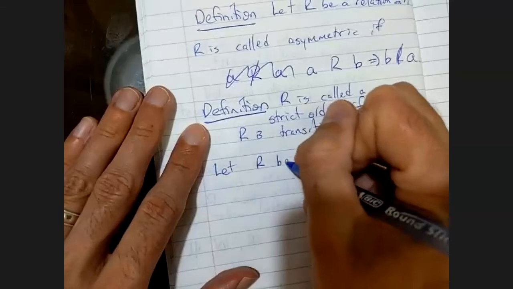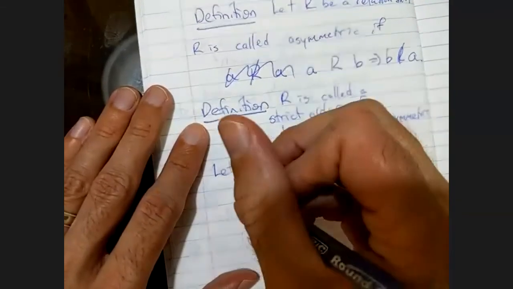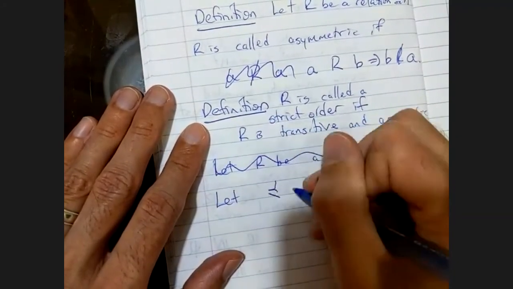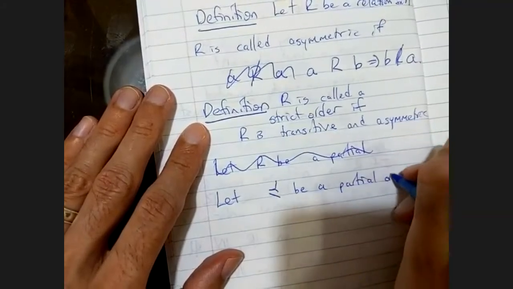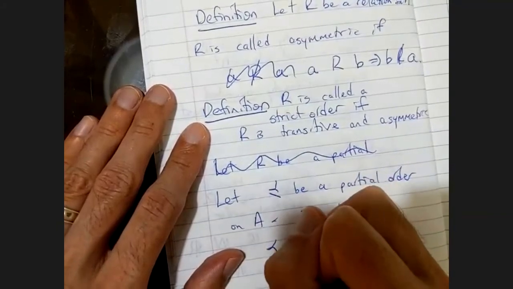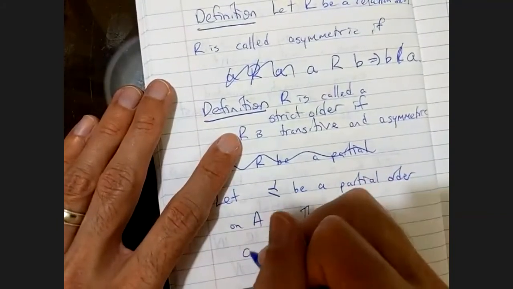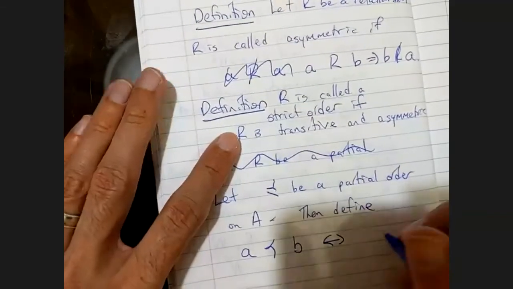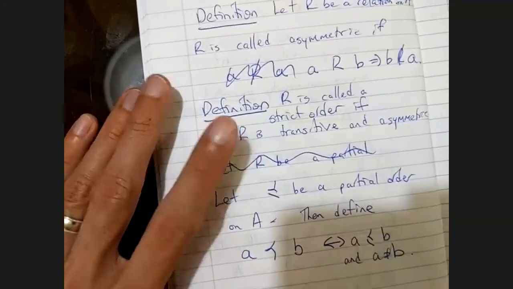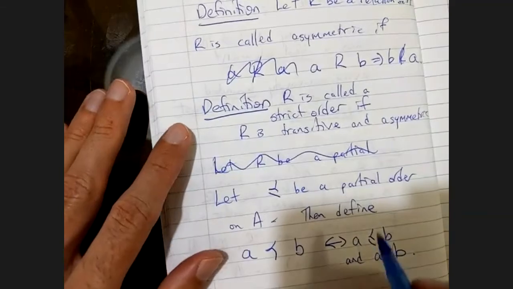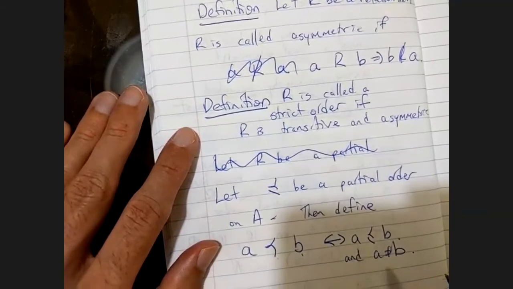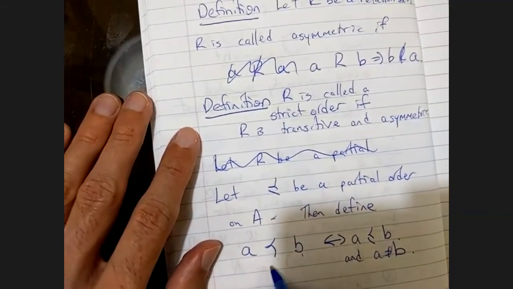Let me use a more illustrative symbol. Let curly less than be a partial order on A. Then define strictly less than: A is strictly less than B when A is less than or equal to B and A is not equal to B. So you can take a partial order and get a strict order by just saying "but not equal to."